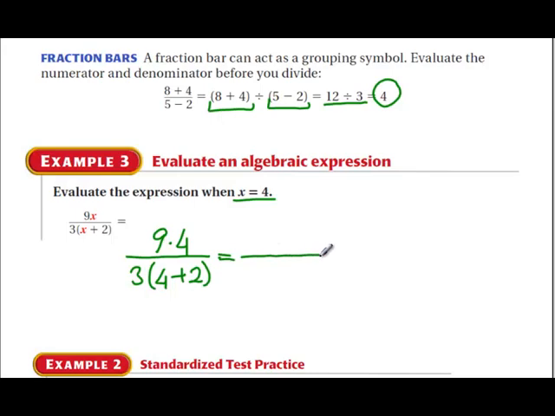Numerator, let's operate the numerator first. 9 times 4, 36. Then in the denominator we have a multiplication and another grouping symbol. So we have to perform the numbers inside the parentheses first. Then we can continue to calculate the value of the denominator, which is 18. Then 36 divided by 18 equals 2. So we found the answer of example 3.